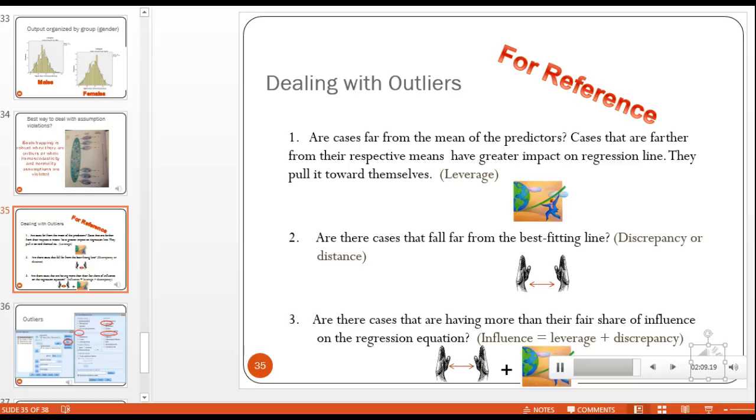So this is just for your reference, and it's just providing the broad framework. I'm going to show you in SPSS how to get these different values and then make decisions about cutoff points for individual cases that are having a disproportionate and inaccurate effect on our results.